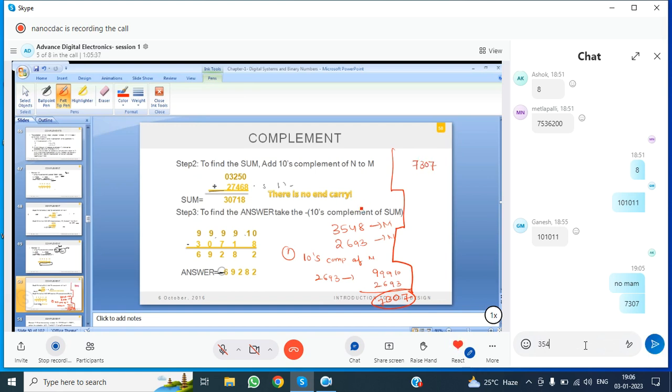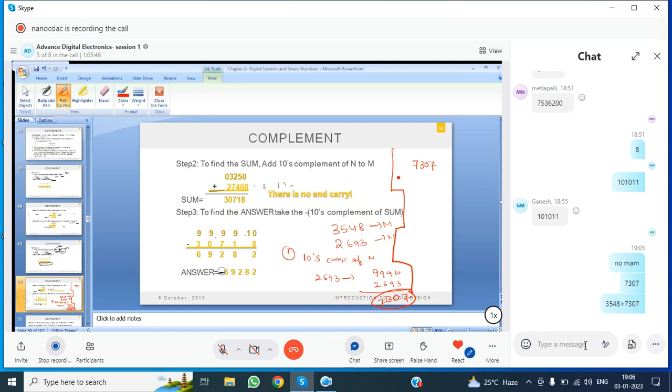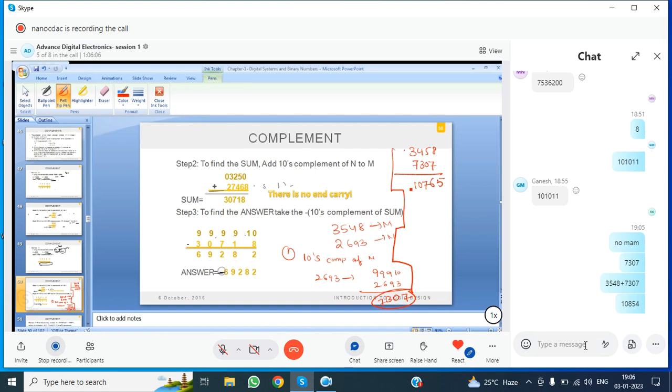What is the second step for this 7307? You need to add M. What is M? 3548. This is N. When you are adding this, what is the result you are getting? Sorry, 3548.